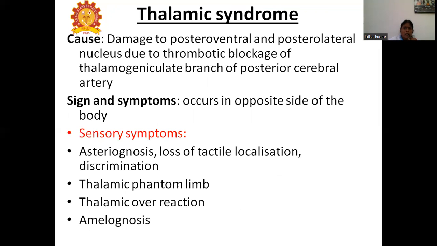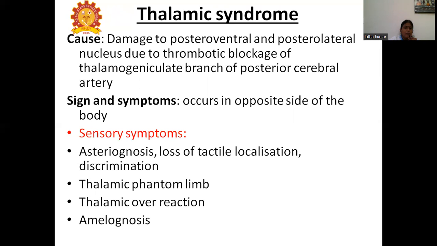Next one is the applied aspect, thalamic syndrome. Thalamic syndrome is a disturbance of emotional response to sensory experience. The cause for the thalamic syndrome is damage to the posterior ventral and posterolateral nucleus due to thrombotic blockage of the thalamogeniculate branch of the posterior cerebral artery.